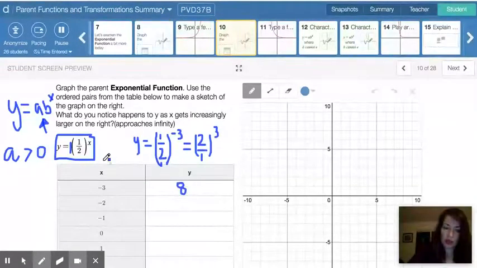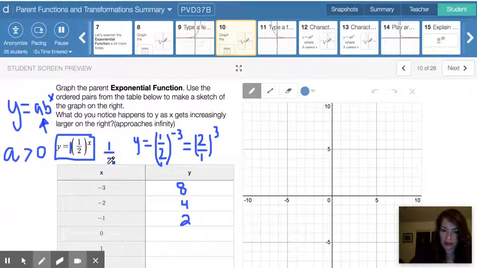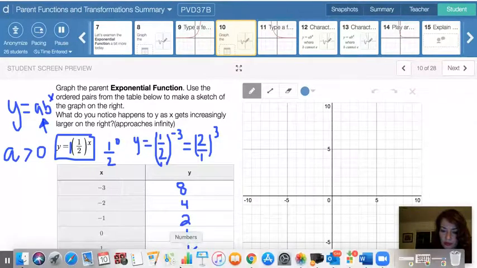So 1/2 raised to the -3 is 8, and 1/2 raised to the -2 is just 2 squared, which is 4, and 1/2 raised to the -1 is the same as 2, and 1/2 raised to the 0 is just 1. Any number raised to the 0 is 1. 1/2 raised to the 1 is 1/2. And 1/2 squared is 1/4.